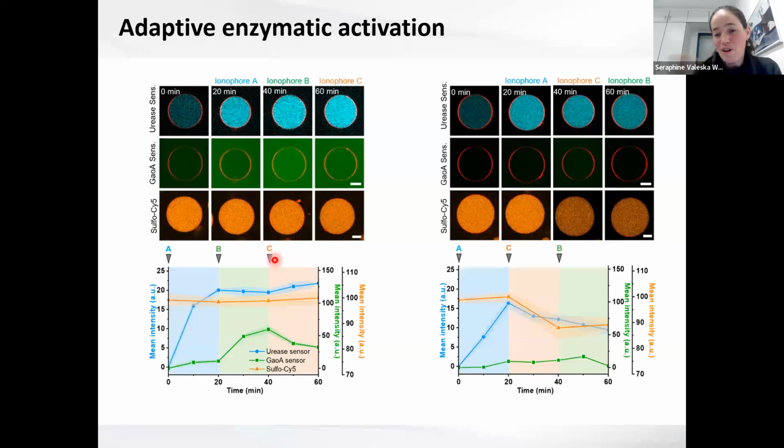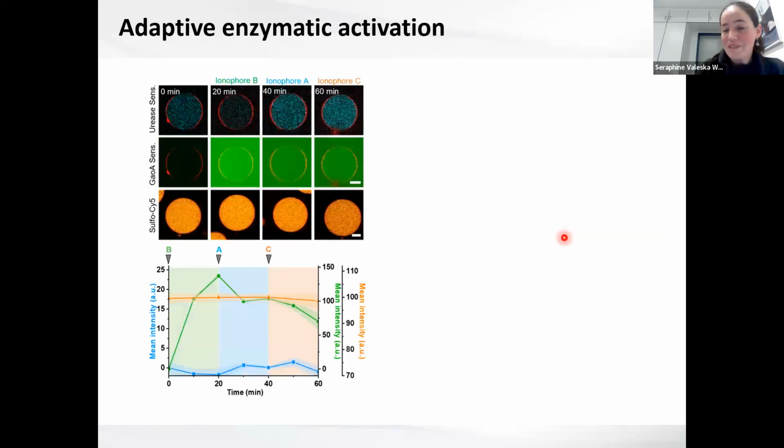And now we can also, of course, switch this around. We first again add ionophore A and then C, and we could see that the urease no longer lyses, but the vesicles seem to get leaky because maybe some phospholipids are still being cleaved. And then when we add ionophore B, again, we don't see any activation of the oxidase pathway. Or we can do it the other way around.